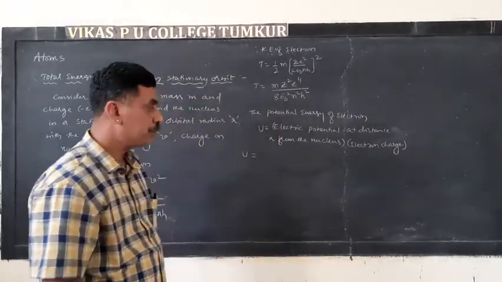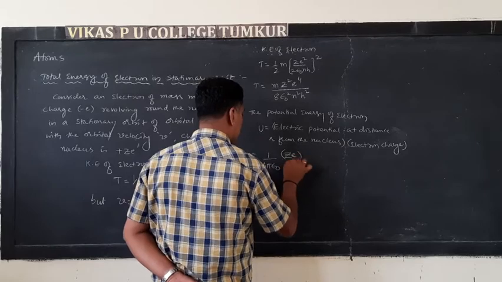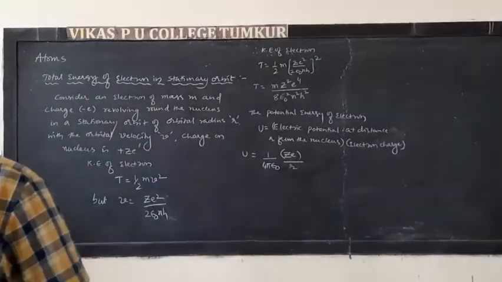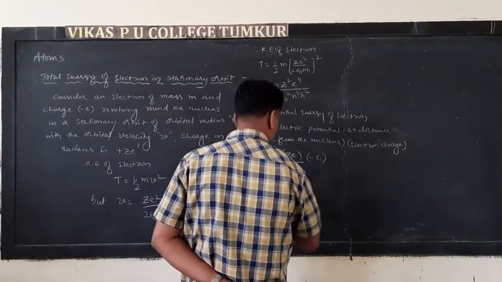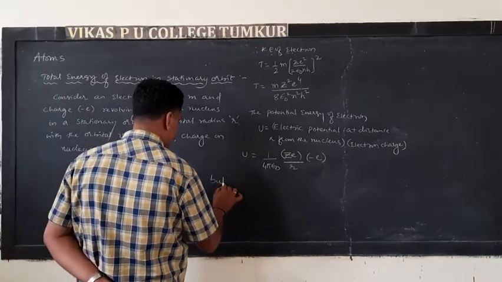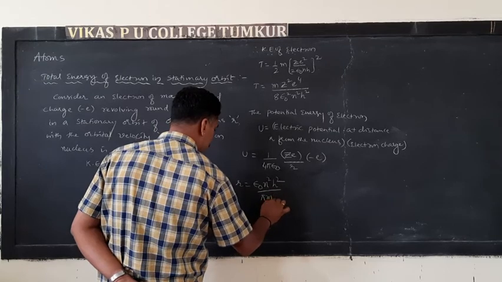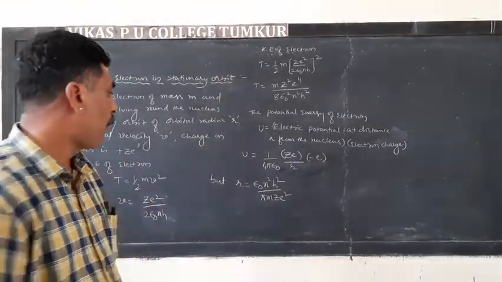So this is the electric potential, again with the formula 1 by 4 pi epsilon naught, charge on the nucleus Ze, by the distance at which you are evaluating the potential, that is r, into the charge on the electron. The charge on the electron is minus e. So this is the potential energy. But r has already been evaluated: r is epsilon naught n squared h squared by pi m Z e squared.